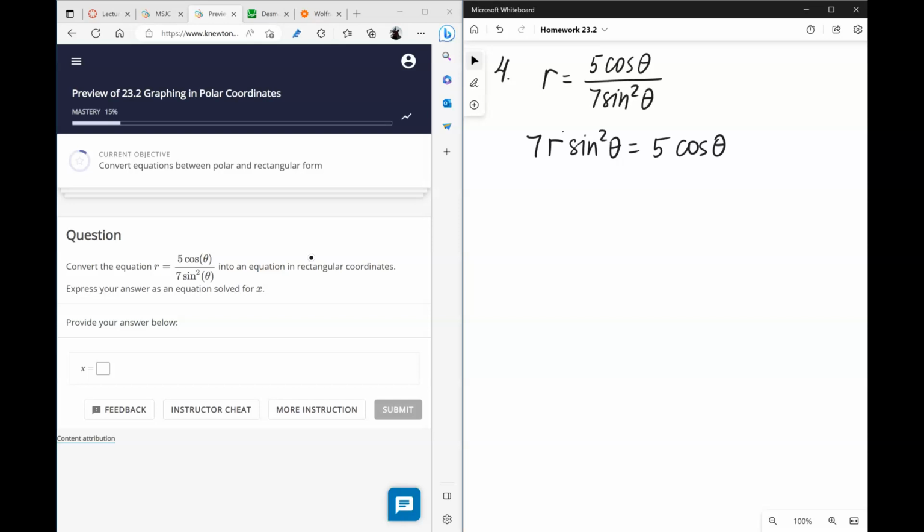And now I'm going to multiply both sides by r. And we're going to replace r sine theta with y. No, x. I'm sorry, y squared. And we're going to replace r cosine theta with x. Now, isolating for x, this is what we get.